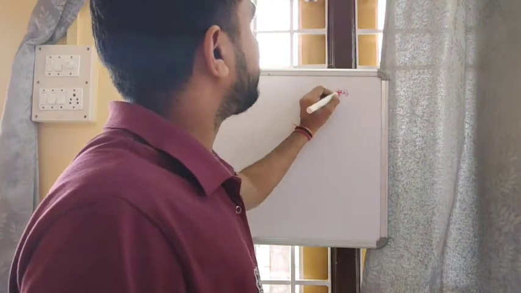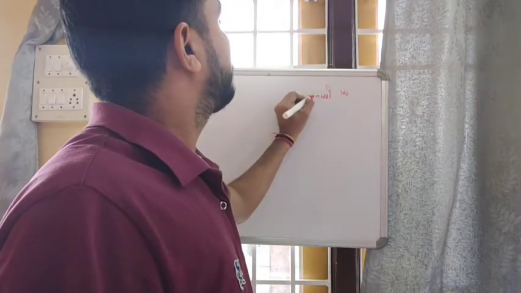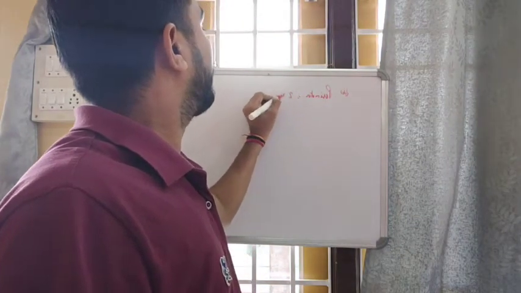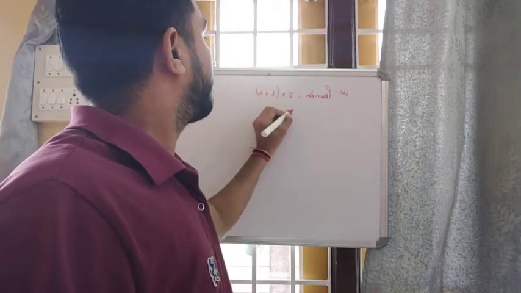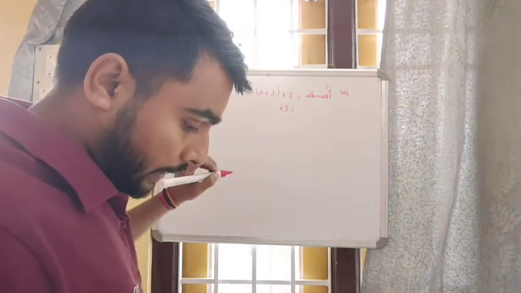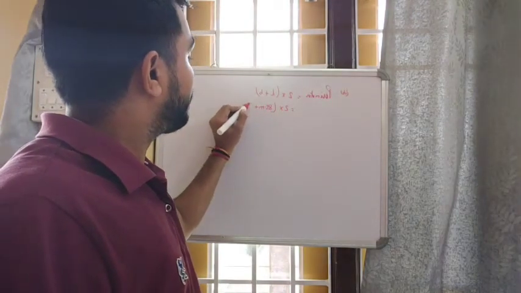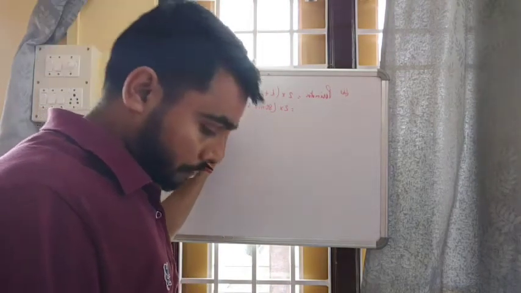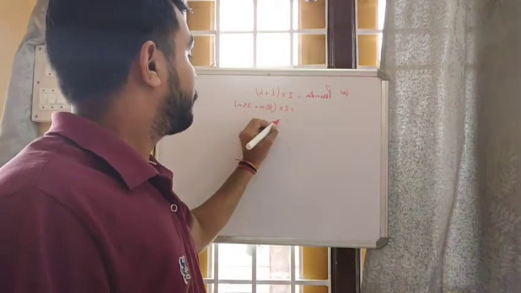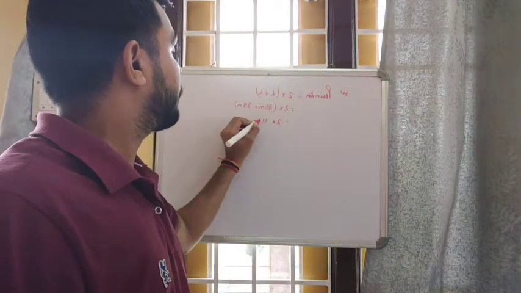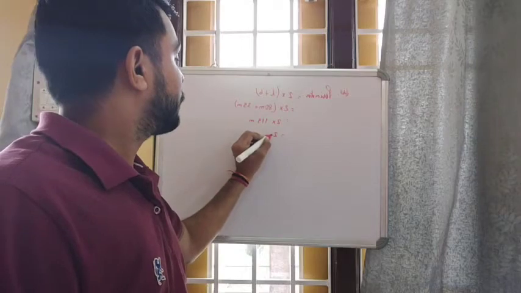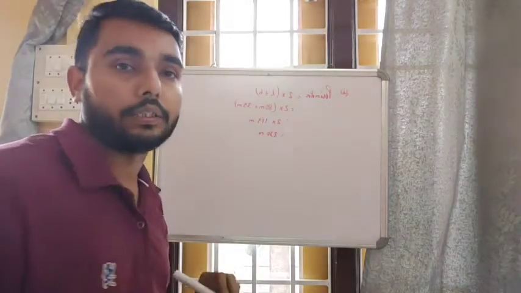So perimeter will be 2 into (length plus breadth). Length is 80 meter, breadth is 35 meter. So 2 into 115 meter, that is 230 meter. Clear?